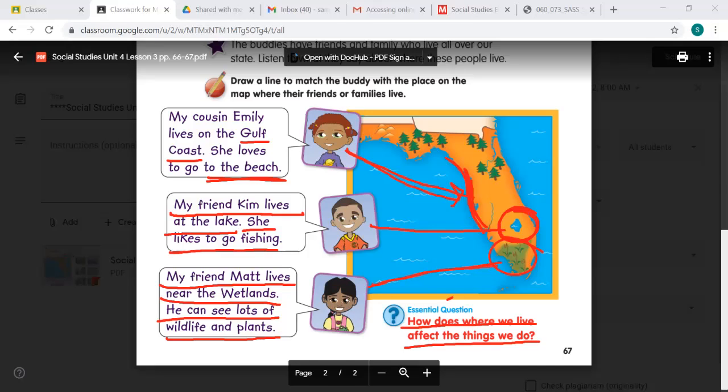All right, make sure your name and date is on both pages, first and last name.